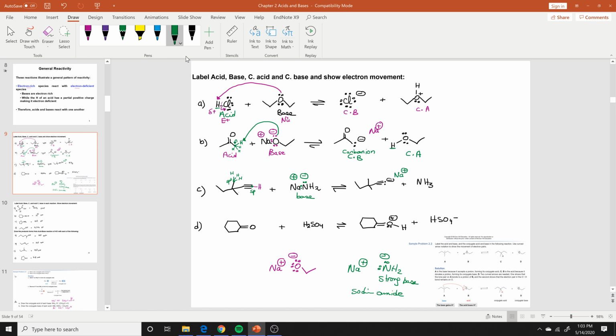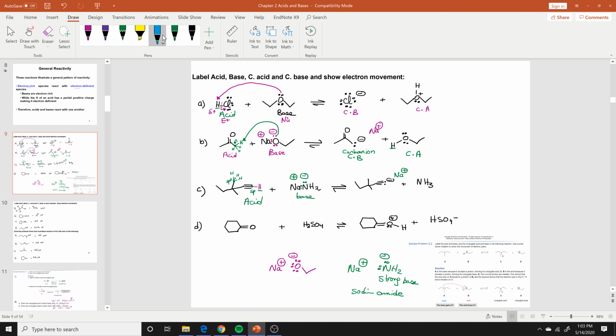Compared to a hydrogen connected to an sp3 hybridized carbon, the hydrogen connected to an sp hybridized carbon is going to be more acidic. So this is going to be the acidic hydrogen that the base is going to come and take. So this is going to be my acid.